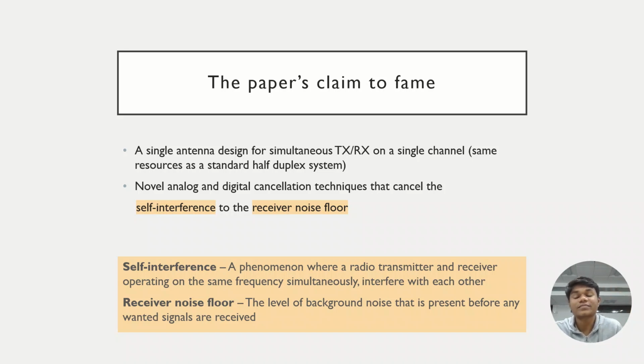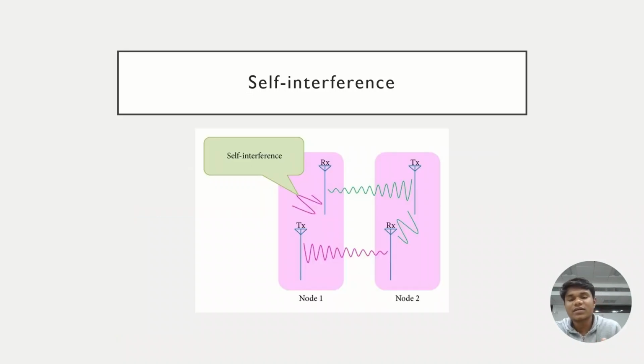You see, it forms a floor like thing, and you have to be higher than the floor. I guess you understand. Now, coming to self interference, I have written a definition over here that it is a phenomenon where a radio transmitter and receiver operating on the same frequency simultaneously interfere with each other. It can be further illustrated using this figure.